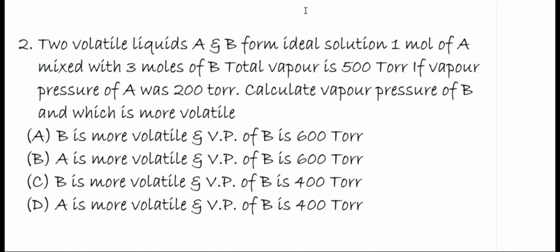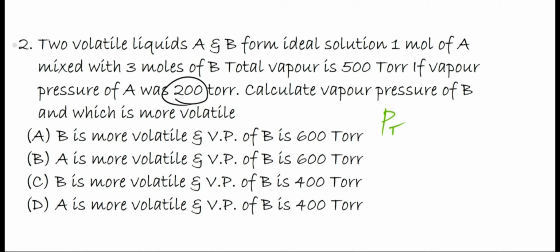Second question: two volatile liquids A and B form an ideal solution. 1 mole of A is mixed with 3 moles of B. Total vapor pressure is 500 torr. If the vapor pressure of A was 200 torr, then they are asking to find out the vapor pressure of B and which is more volatile. That is also what they are asking. Okay. So let's quickly apply the formula.